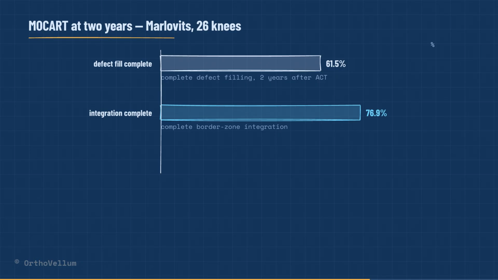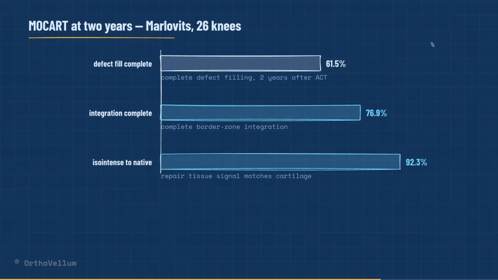Complete filling, 61.5%. Complete border zone integration, 76.9%. Isointense to native cartilage, 92.3%. Fill and integration predict clinical outcome, but good appearance does not guarantee good symptoms.